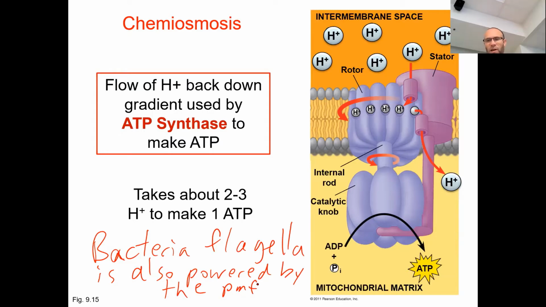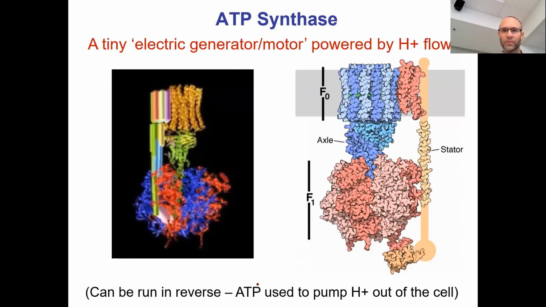So like I said, as the protons go through, it allows the catalytic portion to basically make ATP. So this is great. So I think I have another picture or two here. I do. And you can see there it is, the motor part of this turning and the catalytic part sort of opening and closing, allowing ATP to be made.